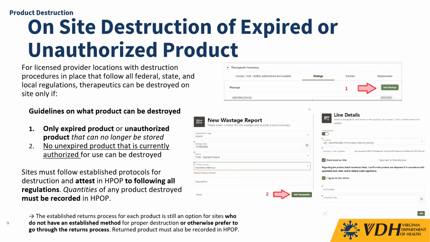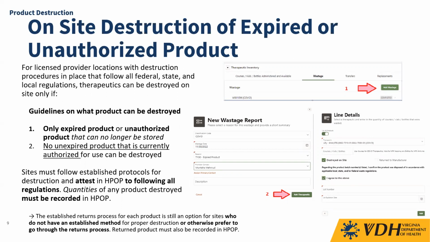So something new to HPOP is on-site destruction of expired or unauthorized products. This is introduced as of December 2022, and it is for licensed provider locations with destruction procedures in place that follow all federal, state, and local regulations. Sites must follow destruction protocols, guidelines, attest and report under wastage in HPOP.